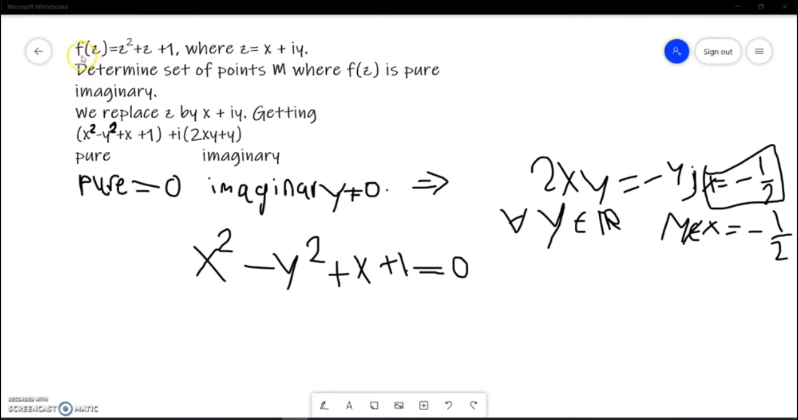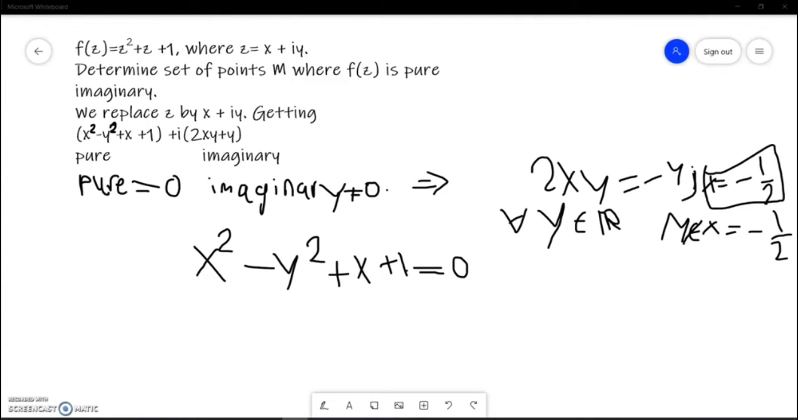Hello everyone, today we'll be discussing the question that says f of z is equal to z squared plus z plus 1, and I'm going to determine the set of points M where f of z is pure imaginary. Firstly, we know that z is equal to x plus iy, and then we replace z by x plus iy, getting us x squared minus y squared plus x plus 1 plus i into 2xy plus y. This is after expanding and taking the i as common.